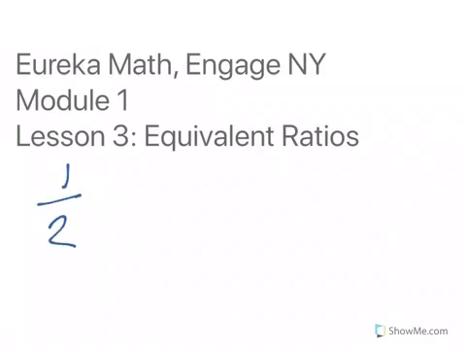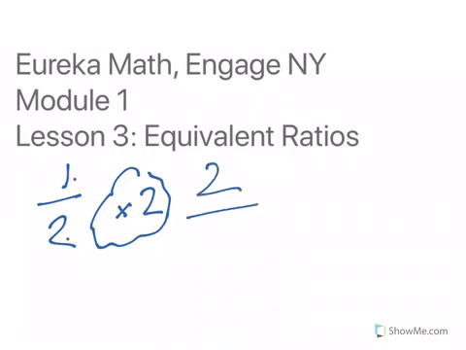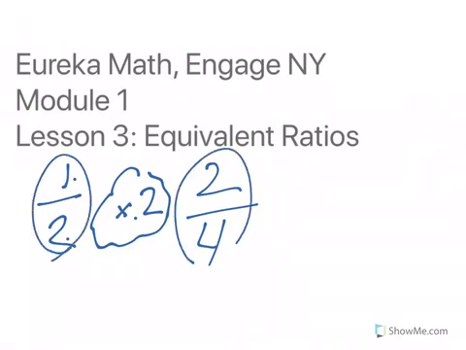If you have 1/2, and then you said, well, okay, let's take what I like to affectionately call the magic number, and let's say we use 2. 1 times 2 gives us 2. 2 times 2 gives us 4. We have 1/2 and 2/4 being equivalent, right?